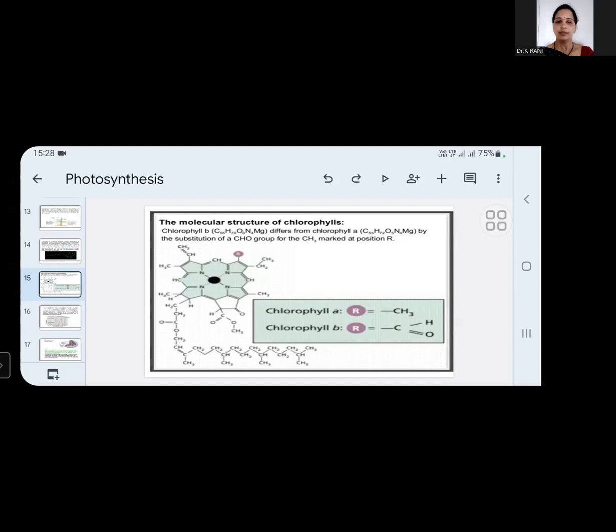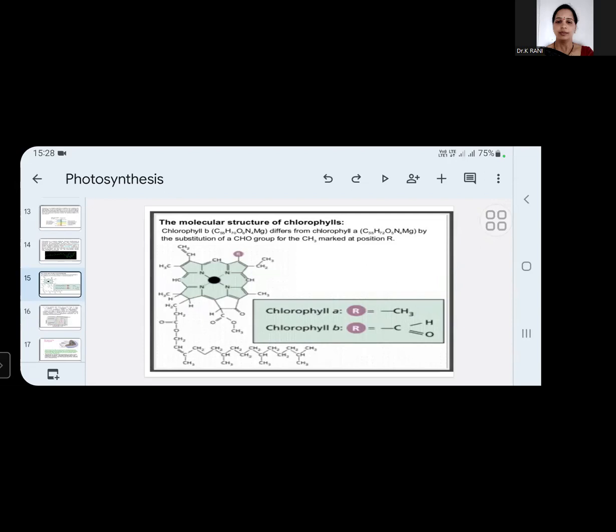In the structure, instead of the CH3 methyl group, CHO is present in chlorophyll B. So this is the molecular formula. The chloroplast contains pigments like chlorophylls. Chlorophyll A is present universally in all plants, except some bacteria, that is green and purple bacteria.